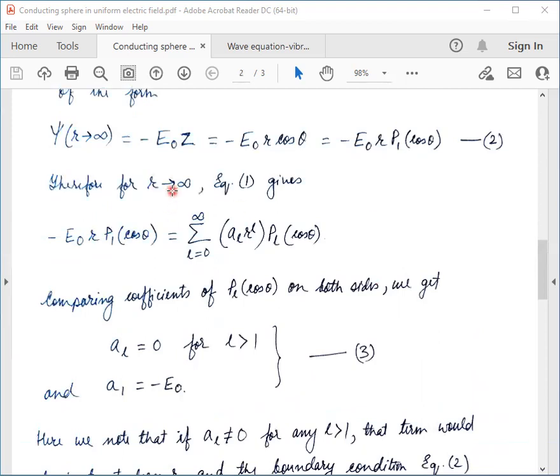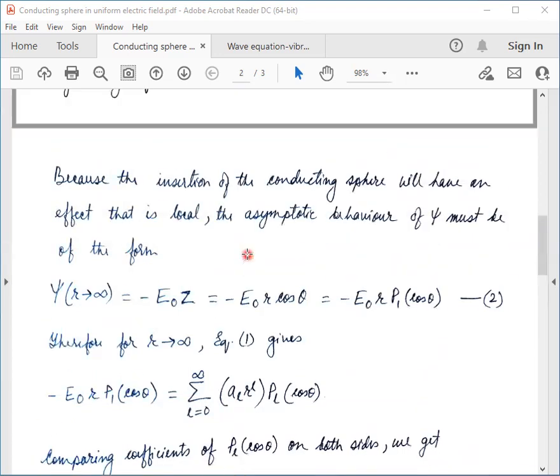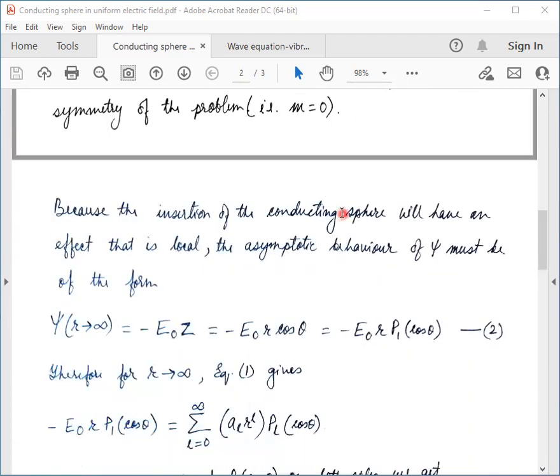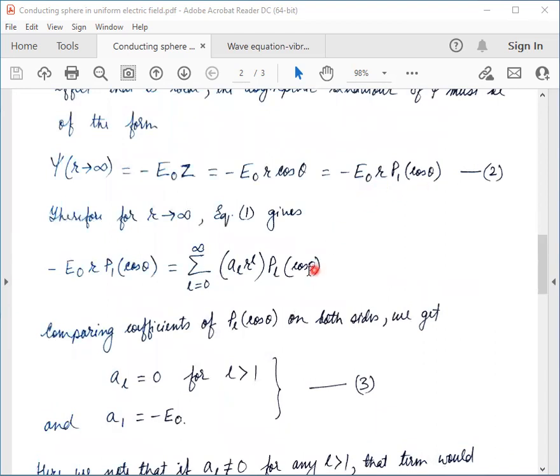So when we put r tends to infinity, equation number 1 gives the left hand side given by this expression, that is minus E0 r P1(cos theta), and this is equal to the summation over L from 0 to infinity of A_L r^L P_L(cos theta). The right hand side is given by this expression. This term goes to 0. What remains is only this term, and the left hand side is given by this expression.